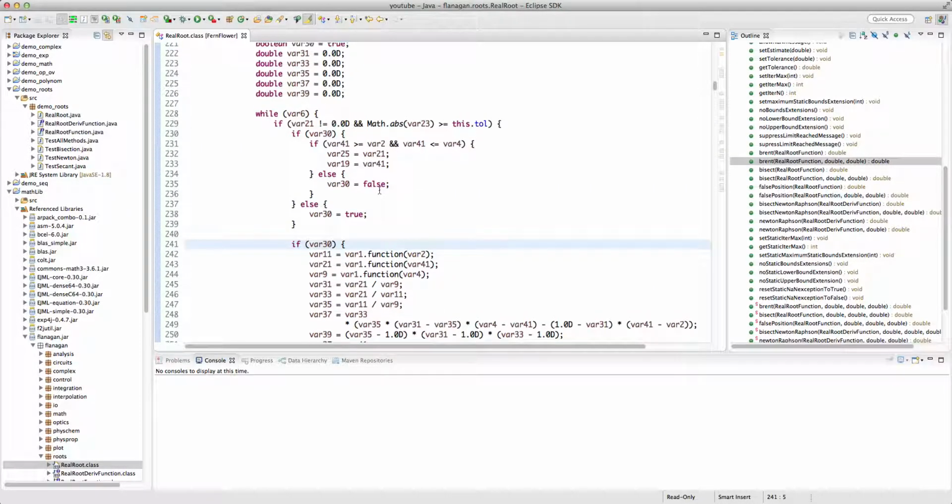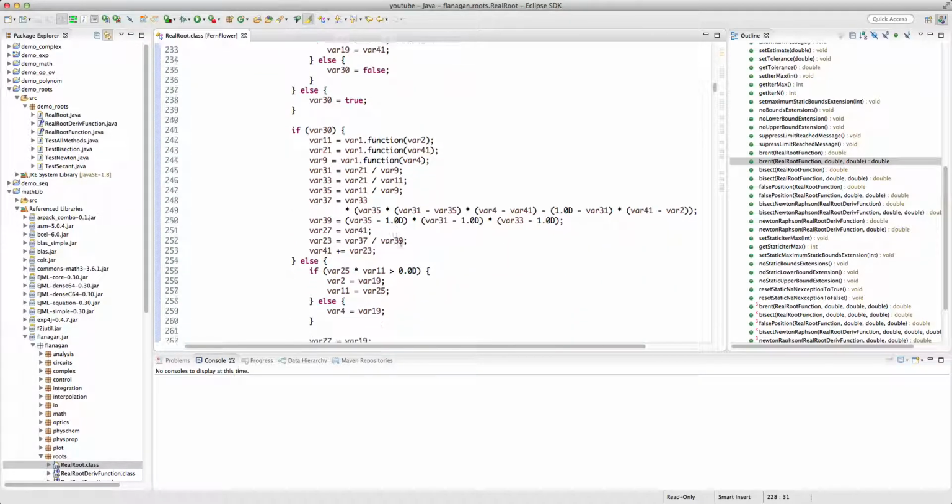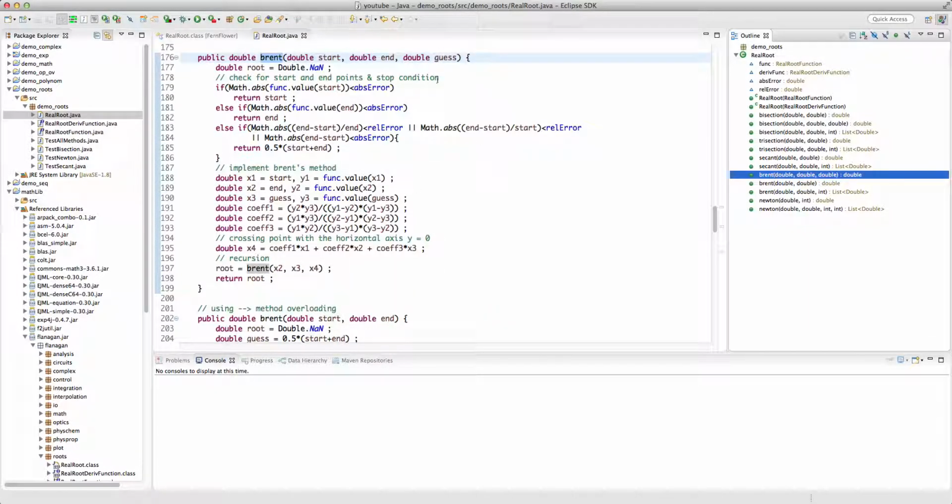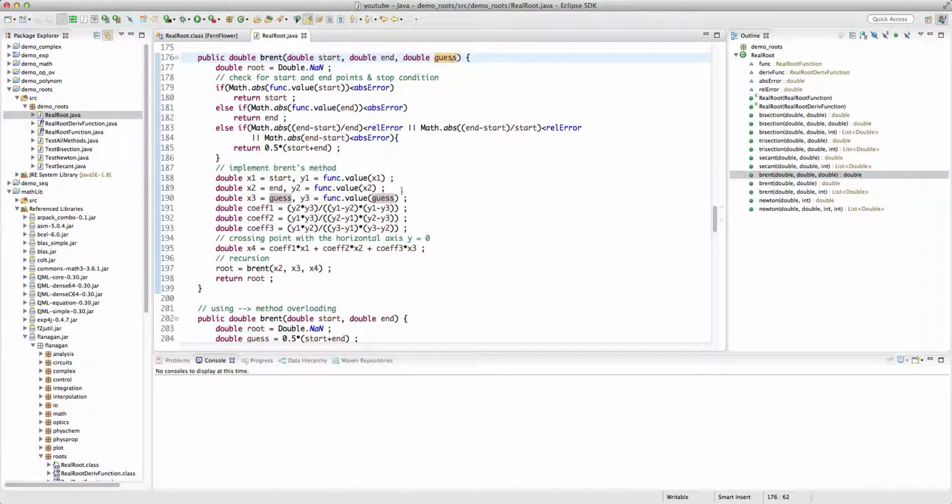But here it just puts everything in the while loop and updates the values of the variables instead of calling the method over and over again. So if you recall, for example, in the Brent method that we implemented with the start and end and guess, we just go into the Brent again and again. So this creates a stack or a chain of method callings, and eventually once it terminates, it comes back up.